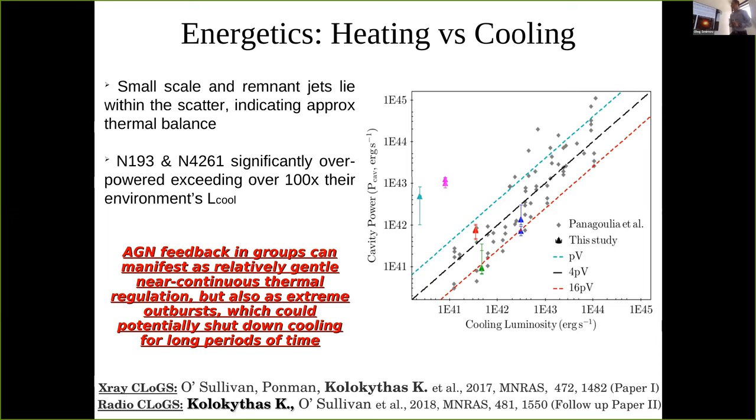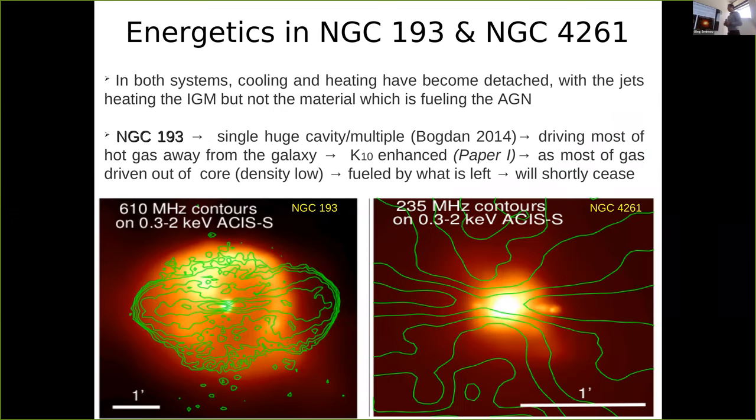Going into more detail about these two systems, on the left you can see NGC 193 overlaid with the X-ray image. As we can see, a huge cavity has been inflated. But in both of these systems, although they look similar in the radio, cooling and heating have become detached, with the jets heating the intra-group medium but not the material which is fueling the AGN. For example, in NGC 193, the single huge cavity that has been inflated drives most of the hot gas away from the galaxy. The entropy in the center is enhanced because most of the gas has been driven out of the core, so we have lower density there. The system is still fueled, but how much gas is left in the center? It would shortly cease.